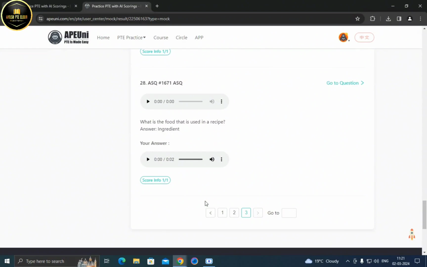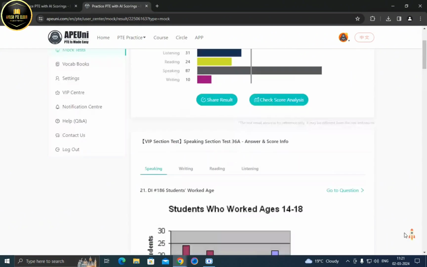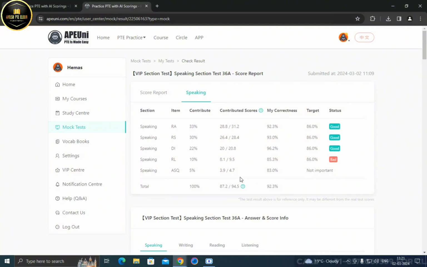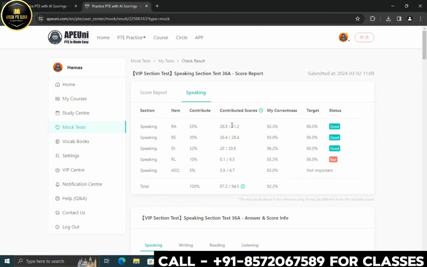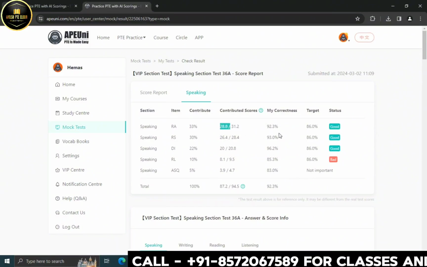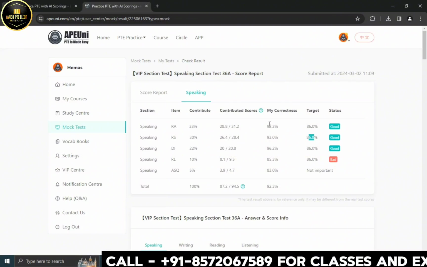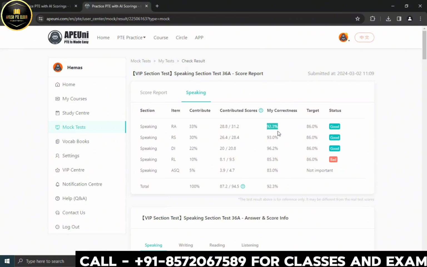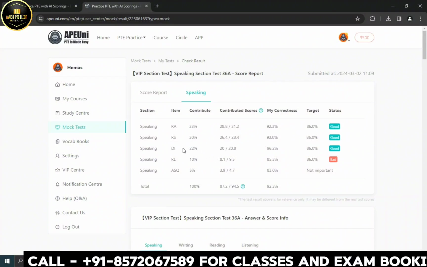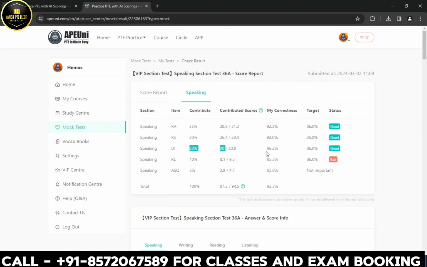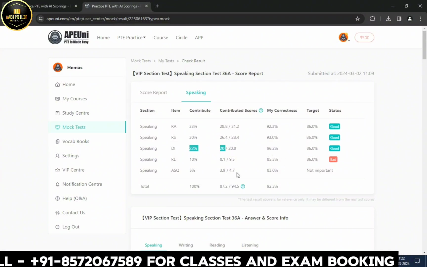So we have got a good score, not that bad. You can take an analysis for that. Read alouds contributed 33%. Out of 31.2 I got 28.8. My target was 86, but it is cleared. My correctness is 92.3. Repeat sentences are good, 93%, and describe images are still not that bad, I'm saying.